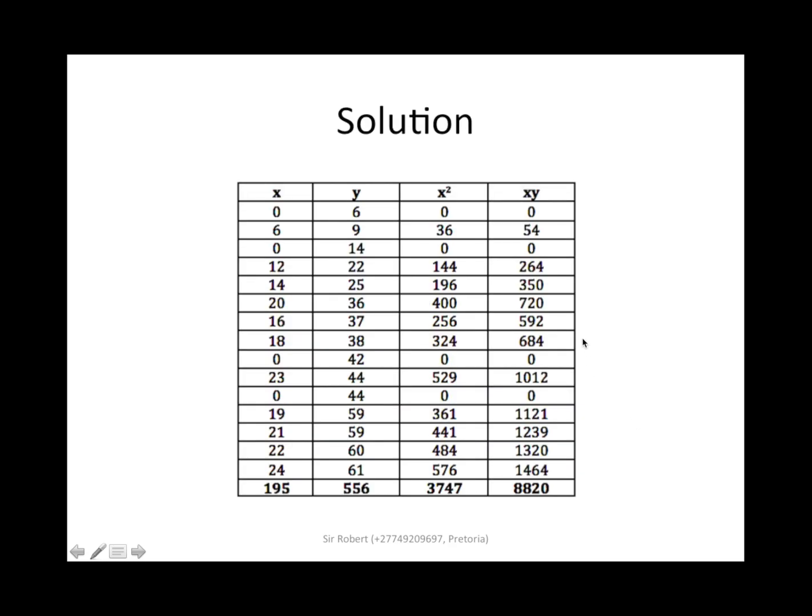The first step of the solution, remember this was given in the question: you add the columns so that you get the total. If you add the columns, you're supposed to get 195. This will be your summation of x. And you should also sum these ones to get your summation of y.